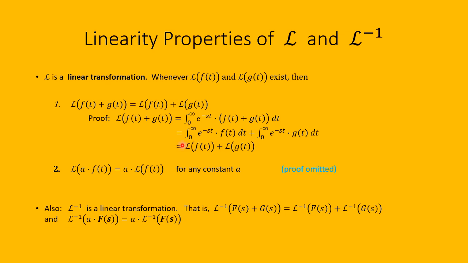The second property that a linear transformation has to have is the following. The Laplace transform of a constant times f of t equals that constant times the Laplace transform of f of t. And this would hold for any constant a. The proof of this is omitted. If you write this Laplace transform as an integral, you'll see that it easily follows, just as easy as this proof up here.